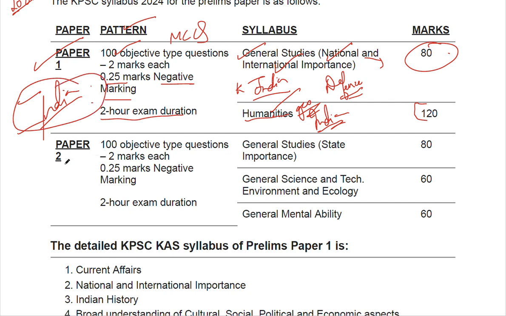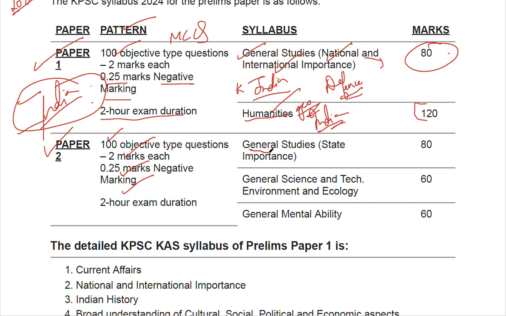Now let's talk about paper 2. In paper 2 again, there are going to be 100 objective type questions, 2 marks each, 0.25 marks negative marking, same, and it is going to be a 2 hour exam duration, not 3 hours. Okay, 2 hour.